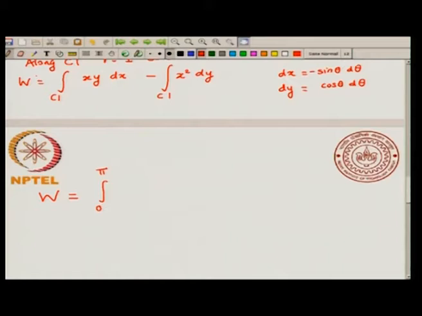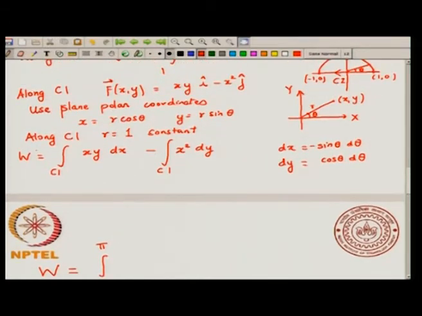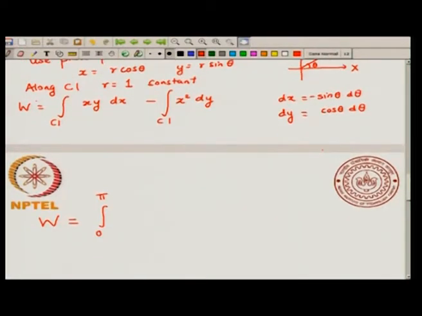Now x times y is nothing but cos theta times sin theta, and then you have a dx, so you will get another sin theta. So what you have is minus cos theta sin square theta, which comes from here, and the other term, minus x square, gives you cos square theta, and dy gives you another cos theta. So you have minus cos cube theta, the whole thing d theta.